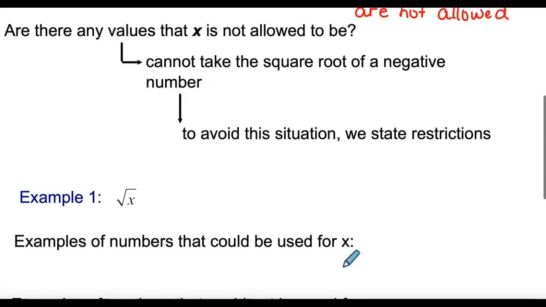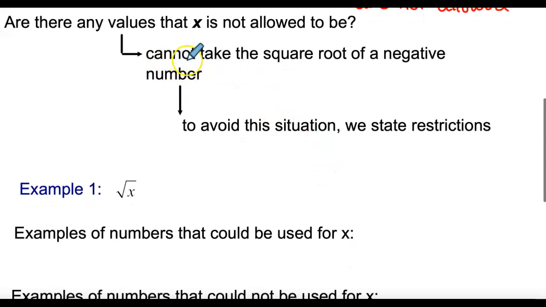Let's take, for example, a square root. In the case of a square root, we cannot take the square root of a negative number. For example, we could easily take the square root of a +4. We know it's 2. But we cannot take the square root of -4. A -2 times a -2 would give us a +4, and a +2 times a +2 would also give us a +4, not a -4. So there is no square root of this -4.